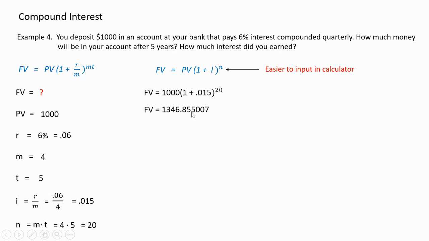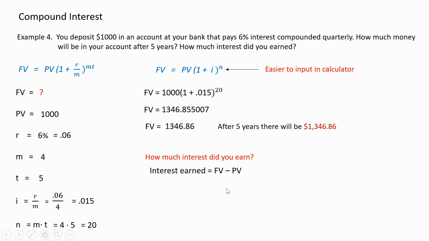$1,346, and you round out to the nearest penny, which means you're going to round out to 2 places, right? So you always look to the 3rd place, and if it's 5 or more, you add 1 here. So it's going to be 86 cents. See, so that's your answer. So after 5 years, there will be $1,346.86 in the account. So how much interest did you earn?